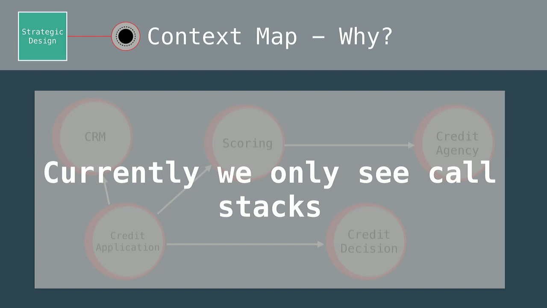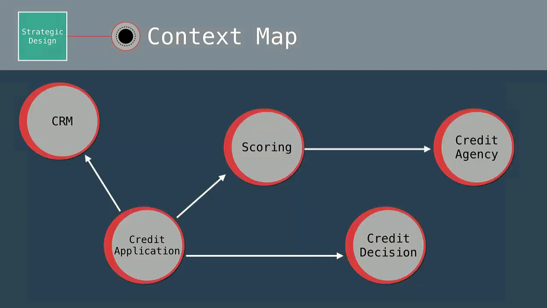Now let's add the idea of context mapping to that picture. First of all, we classify who's the upstream and who's the downstream system. Downstream is the consuming system. Upstream is the providing system. Why is it called like that? Take a look at a river.